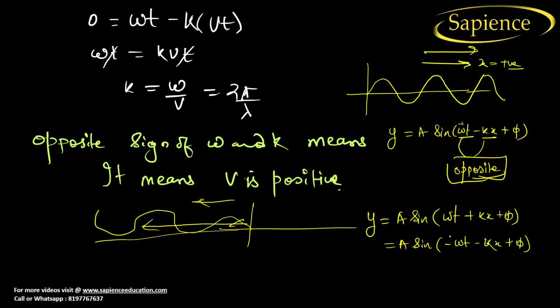So here what we understand is that if the sign in front of both omega as well as k is positive, we will get the movement of the wave in negative direction. Or we can also say that if the sign is negative on both the sides, same sign means it will move in a negative direction. Opposite sign means that it will move in a positive direction of the x-axis. So I hope you have understood this thing, right?